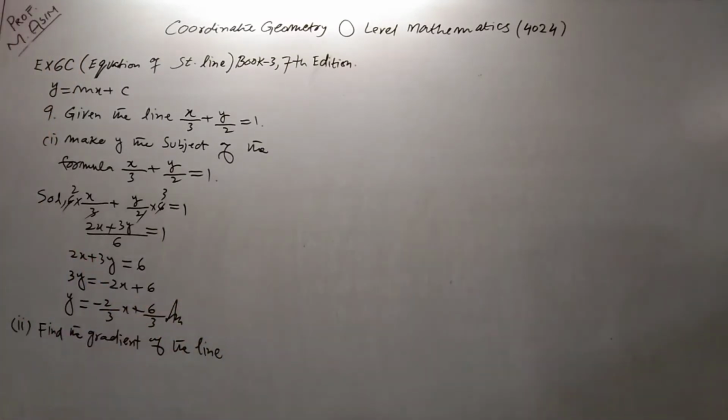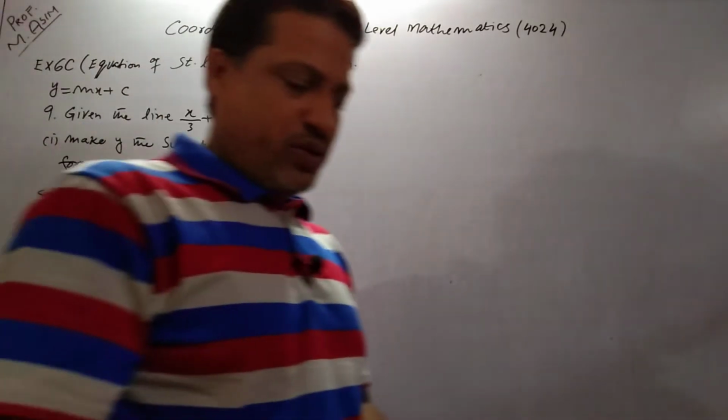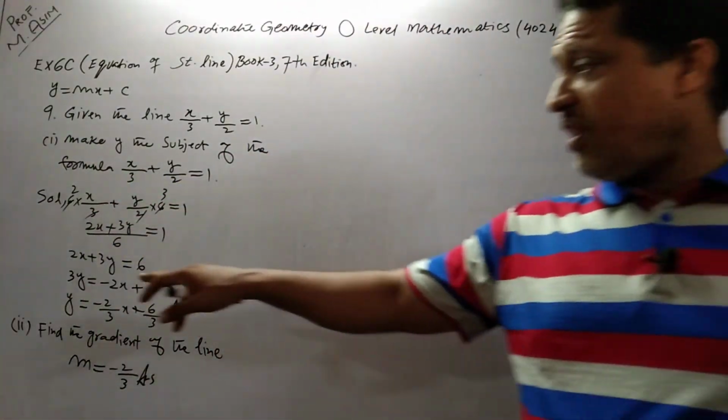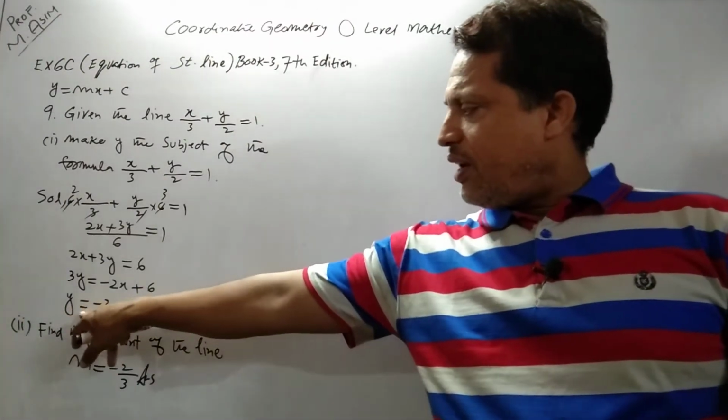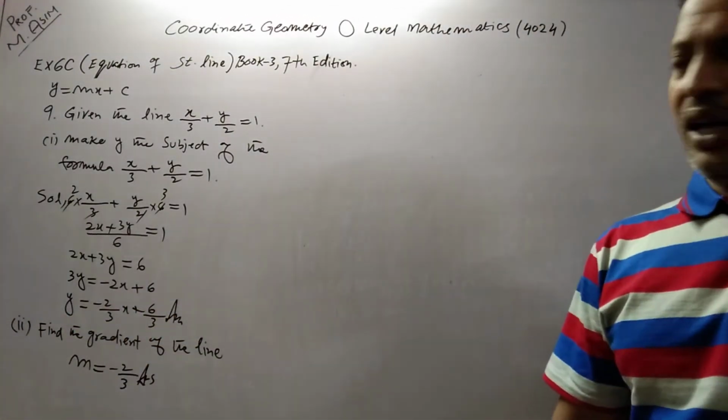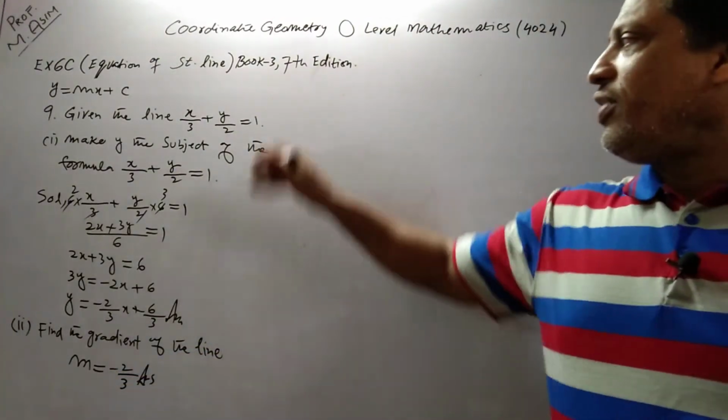Very easy. After making y the subject of the formula, the coefficient of x represents the gradient. Therefore, you just write the coefficient of x, which is minus 2 upon 3, and this is our answer. Sometimes if part 1 is correct, then part 2 is also correct. And if you wrongly make y the subject of the formula, then part 2 is also wrong. Therefore, you will get 0.